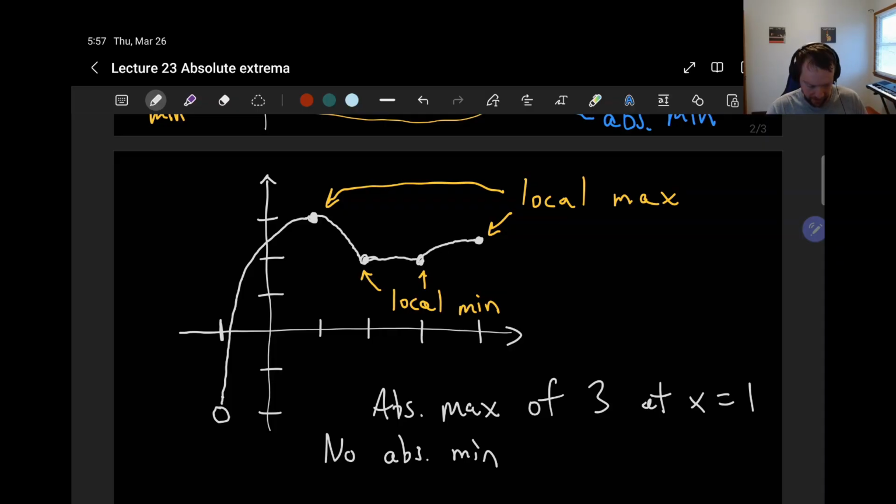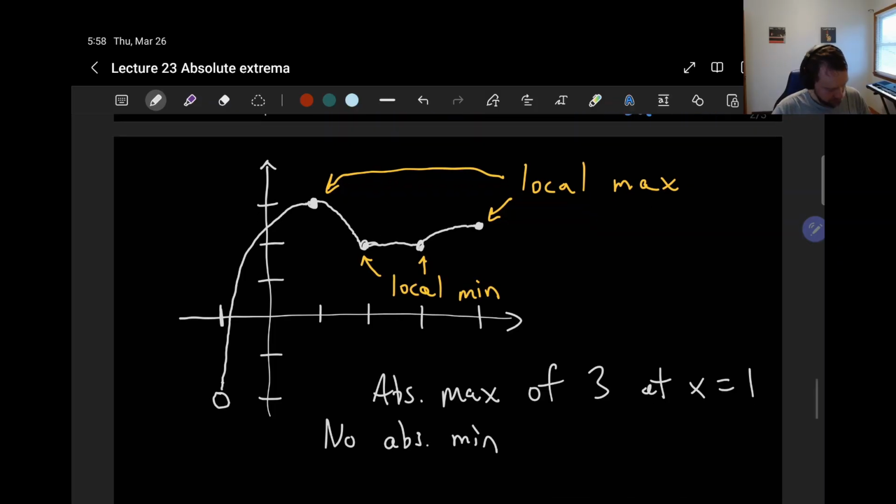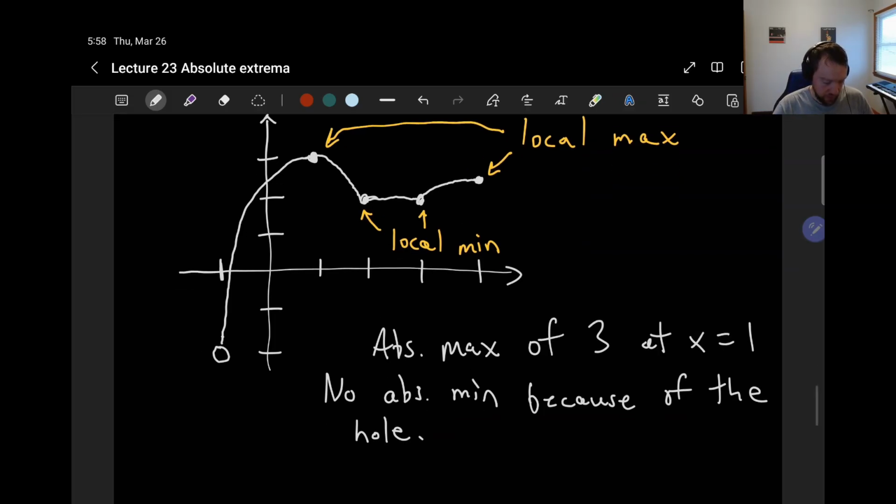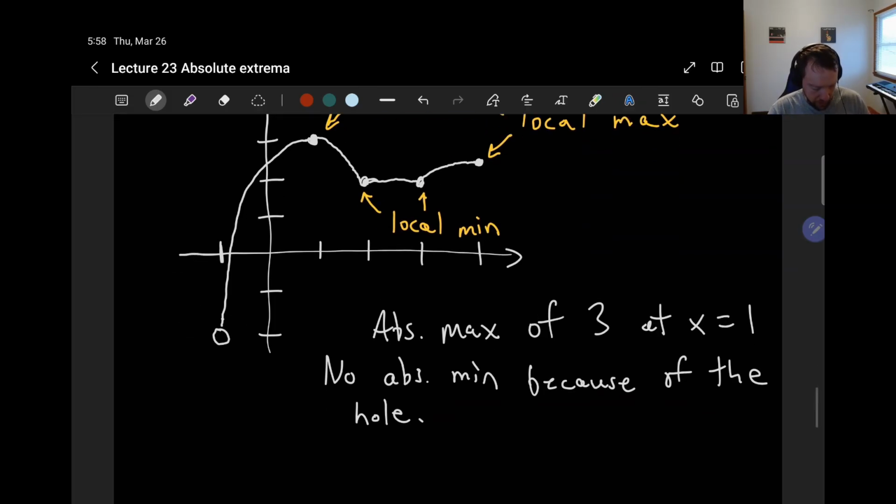So it's like an asymptote in that sense. So there is no strict absolute minimum value that this graph reaches. So it just asymptotically approaches negative 2. So no absolute minimum, because of the hole. The minimum wants to be where that hole is. And we can always find a y value that's a little bit closer to negative 2.